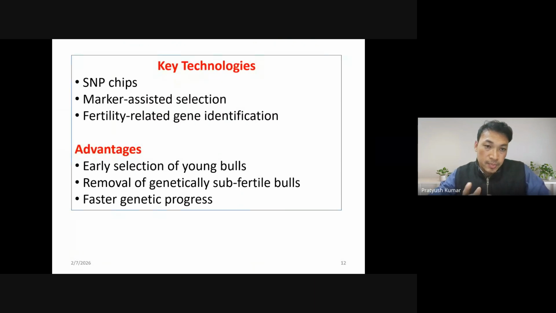So I have these SNP chips, marker-assisted selection. During bull selection also, this type of technique can be used. Bull selection, fertility gene identification. So what are the advantages? Early selection of the young bulls.